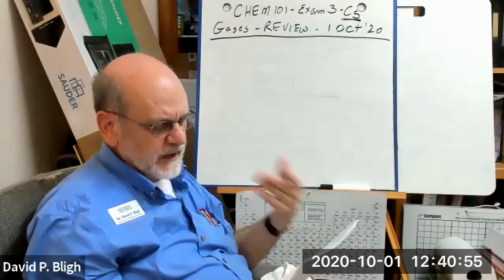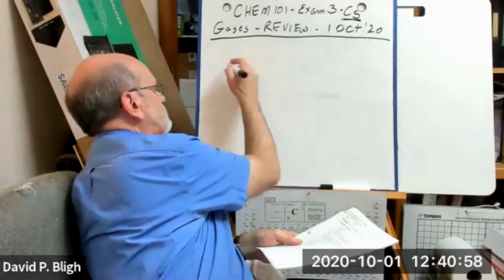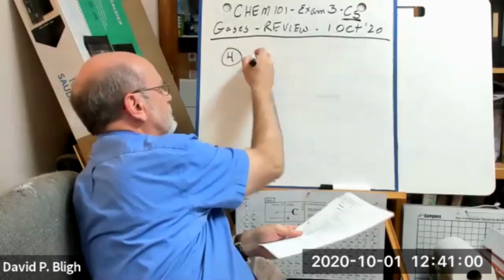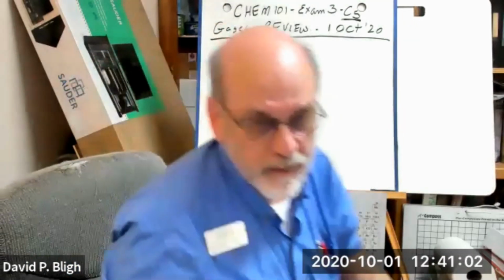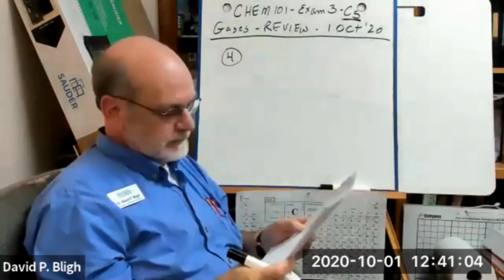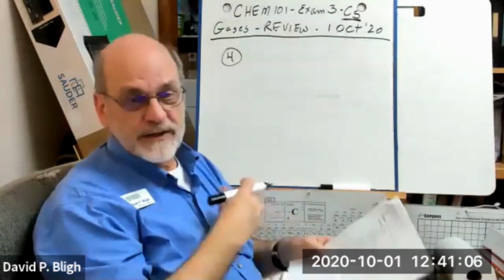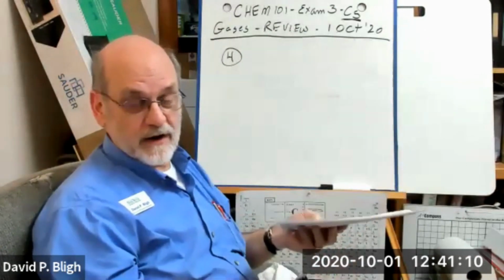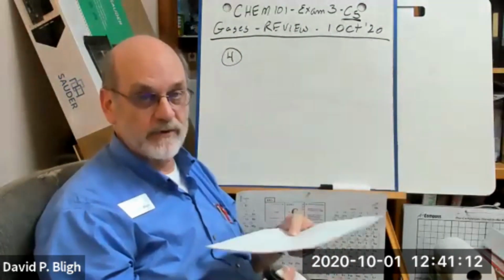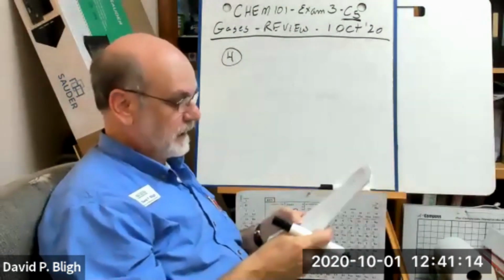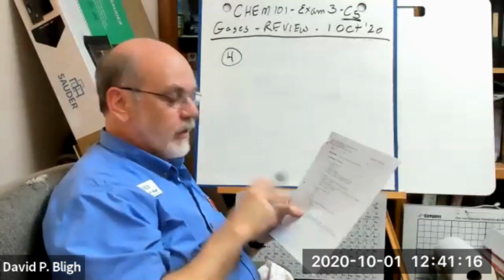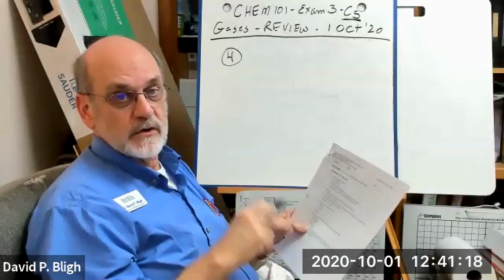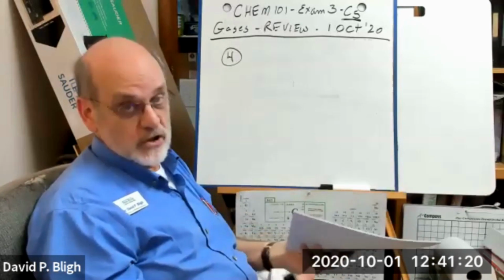Now, if we did something like number 4, where the question is, which one represents the greatest pressure? And they're all different units, right? So you can't do a direct comparison because you can't compare apples and oranges, as they say. So you have to convert each one of these to some common unit.